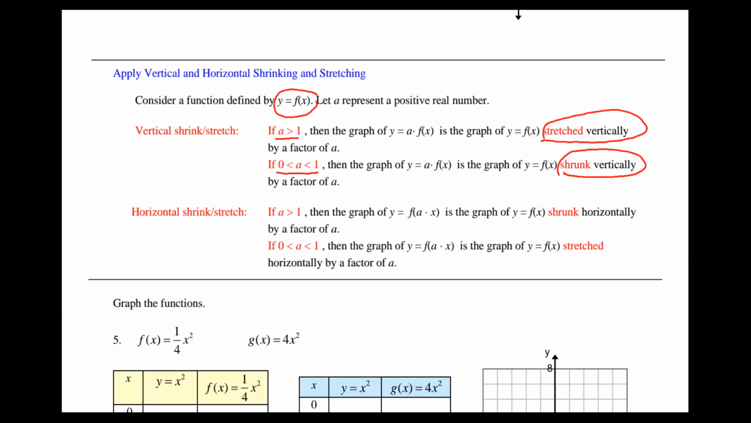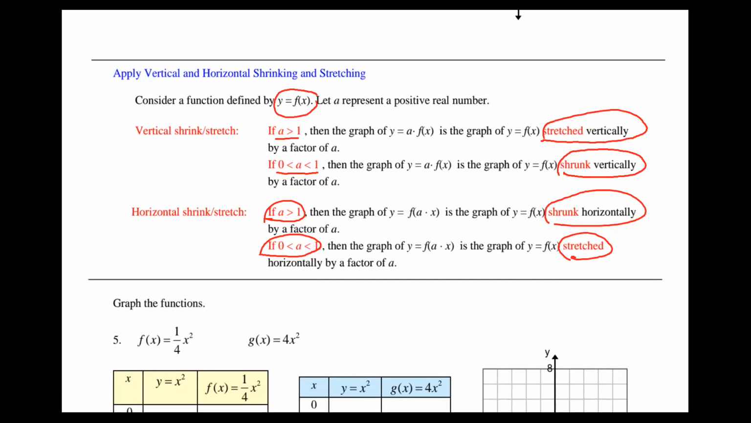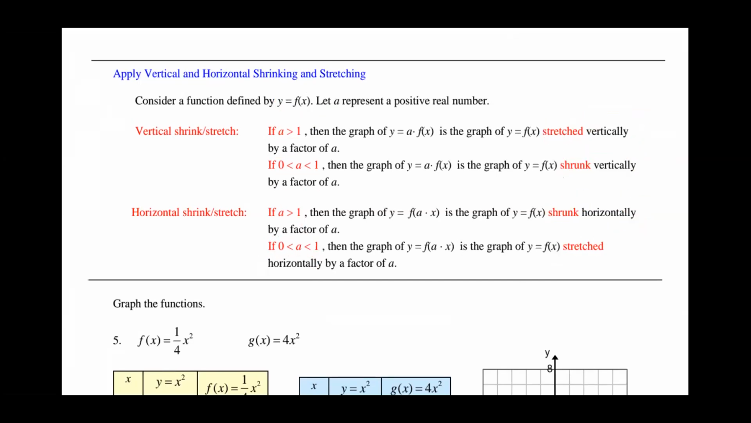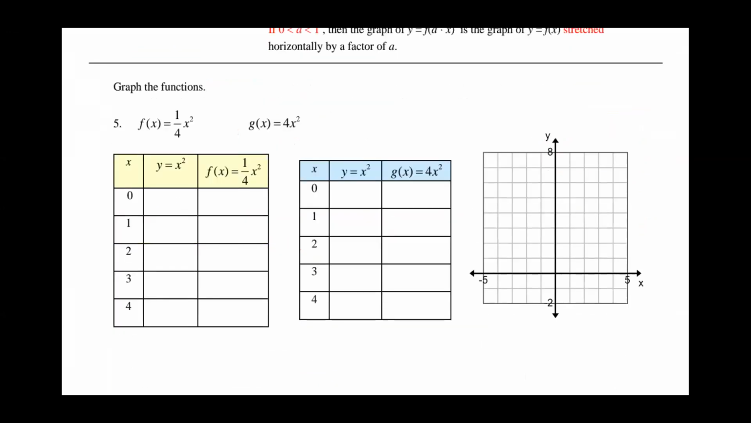Same thing horizontally, just the opposite. If it is greater than 1, it's shrunk horizontally. If it is between 0 and 1, it's stretched horizontally. So let's go to the next example. So we are going to see number 5 and 6, and we are going to graph these functions and see how they are stretched. So let's look at number 5.